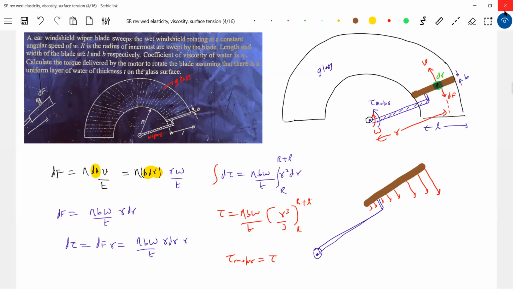If I apply a torque which is greater than the motor's, then there will be angular acceleration. In that case, what is V? V will become variable. V equals R omega, and omega will become some alpha into time interval. I think things will be a little bit complicated. Try to analyze that also if you get time.